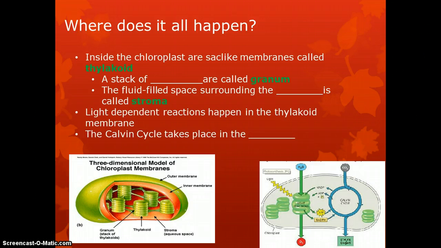Surrounding the grana, that's the plural of granum, is fluid. This fluid-filled space is called the stroma. This is where the Calvin cycle takes place. So the glucose produced during the Calvin cycle dissolves into the stroma, making it a sugary, watery solution. Kind of sounds like syrup, doesn't it? The inside of a chloroplast can be compared to a stack of pancakes swimming in a sea of syrup.